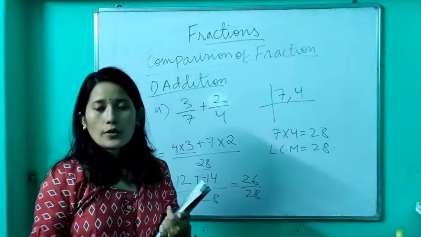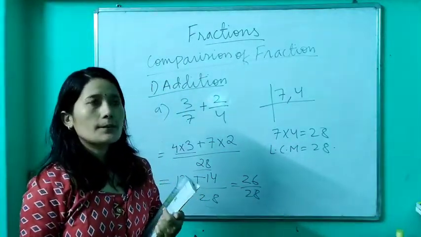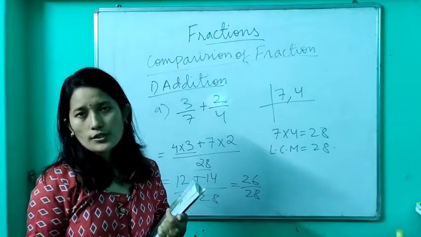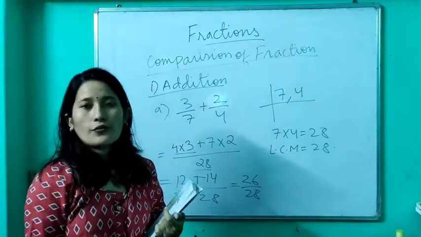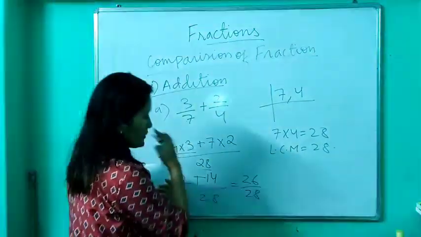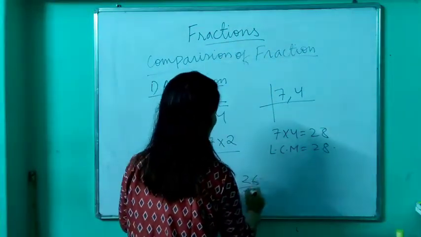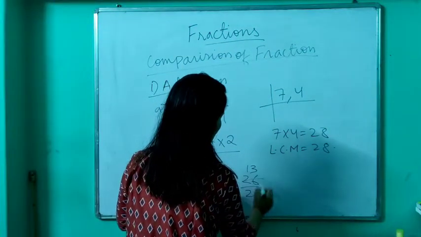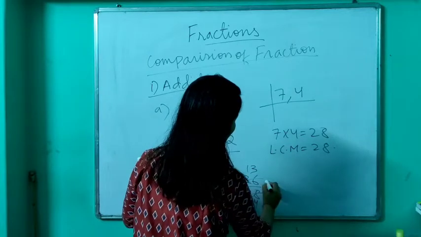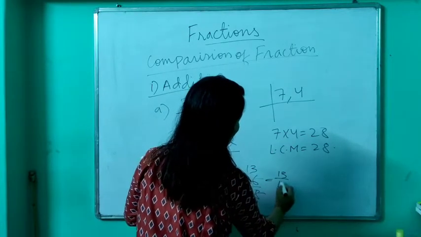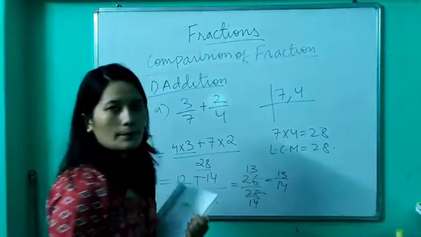Now finding the lowest term, either you can carry out with the division process or by finding the HCF of these two terms. So I will simply carry out with the division process. 2 1s are 2, 2 3s are 6, 2 1s are 2, 2 4s are 8. So 13 by 14 would be your lowest term.